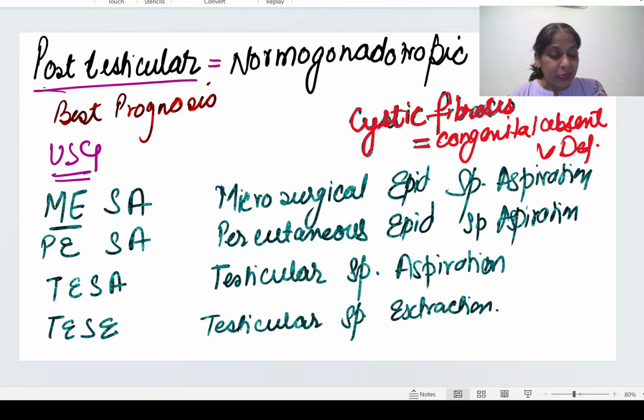Okay, what is MESA? MESA means microsurgical. What does M mean? M means the technique, microsurgical. And where E has come, in MESA and PESA, E has come in both. Okay, so E means epididymis. Obstruction can be after the epididymis. Right, so in MESA and PESA, E means epididymis, and SA means sperm aspiration.